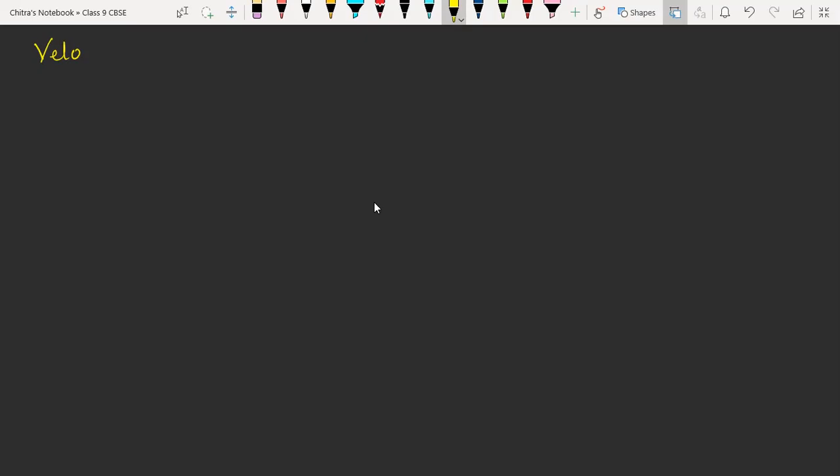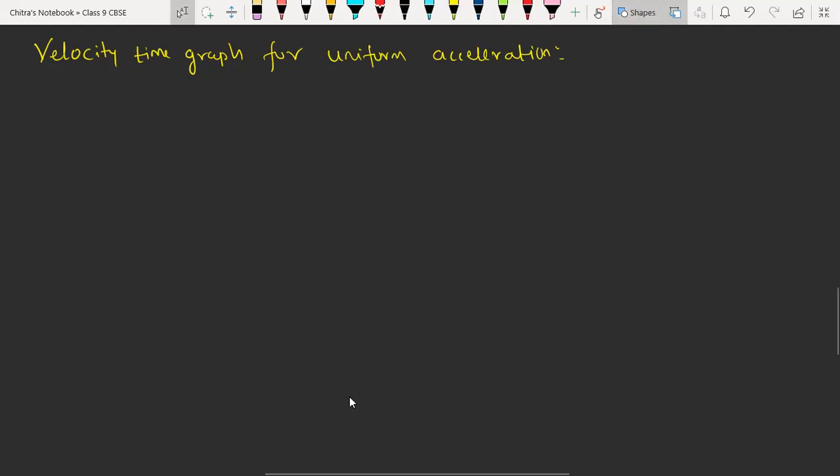So velocity time graph for uniform acceleration. Okay, for uniform acceleration. So I'm taking one more data. So I'm taking one table here. Let me draw the table.